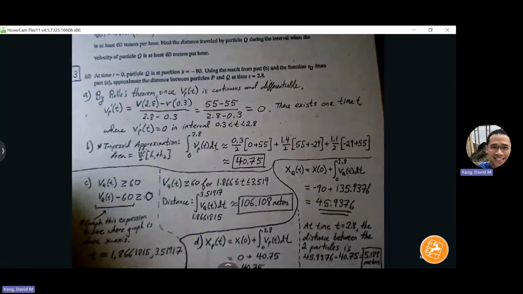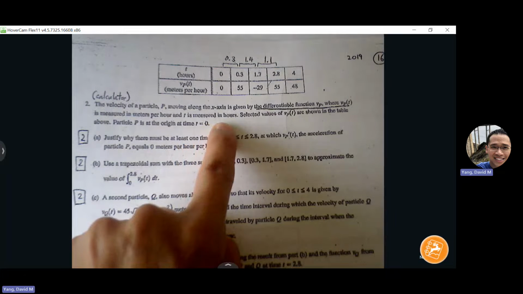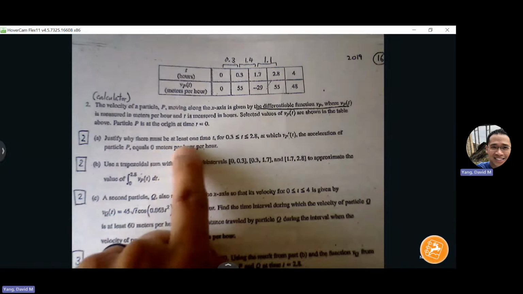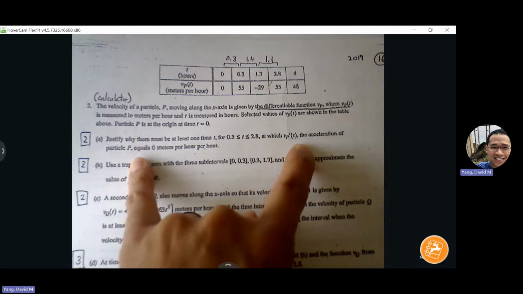Okay, let's do 5 minutes of working through page 16, 2019 FRQ theorem. Velocity of a particle moving along the x-axis by a differentiable function. Justify why there must be at least one time in which v prime, the acceleration, is equal to 0.